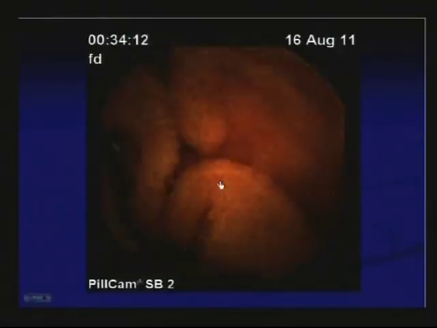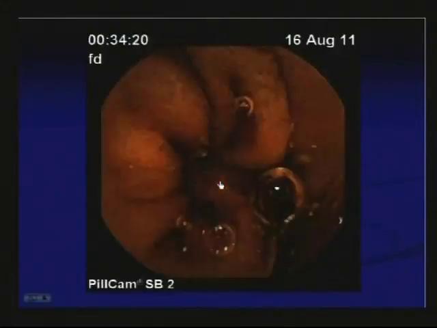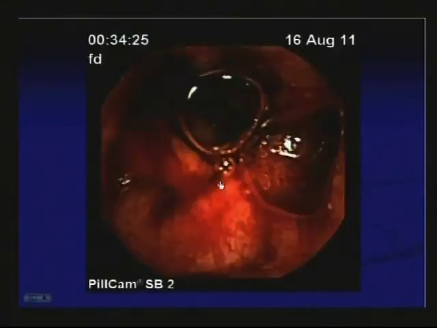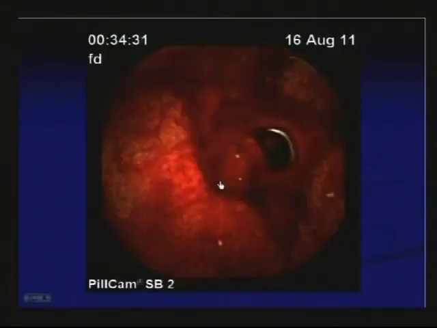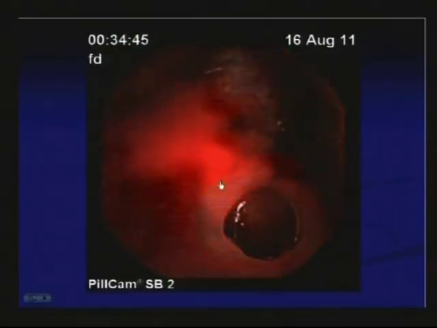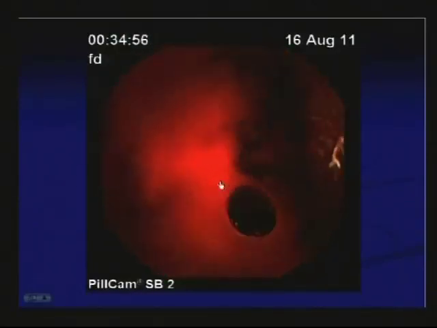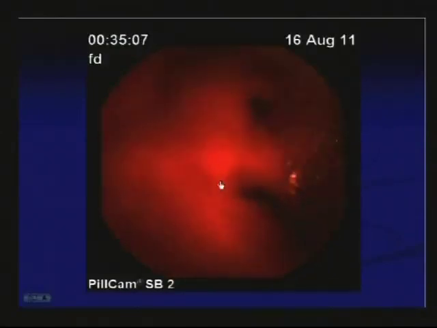So this is a small video capsule about a patient who got admitted almost a year ago. The patient came in with melena, and upper endoscopy was negative, colonoscopy was negative, and then he was transferred to us for further evaluation. The video capsule, as you see, showed blood within the proximal small bowel.